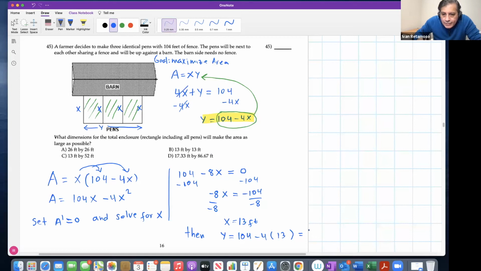52 feet. This is telling me that if I choose x to be 13 feet and y to be 52 feet, the area that I will produce here will be maximal. It will be the maximum area possible. So this should be the answer. Now, these two things can be written as 13 feet by 52 feet, or 52 feet by 13 feet is another way to write it out. Doesn't matter the order, as long as you present both dimensions there, you're fine. And this tells me that the answer should be this one, C.